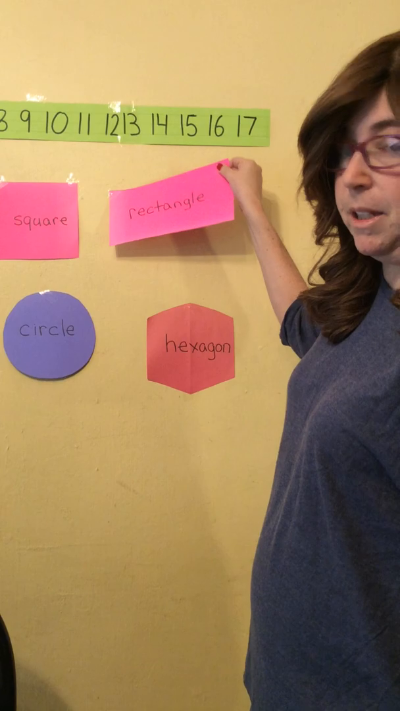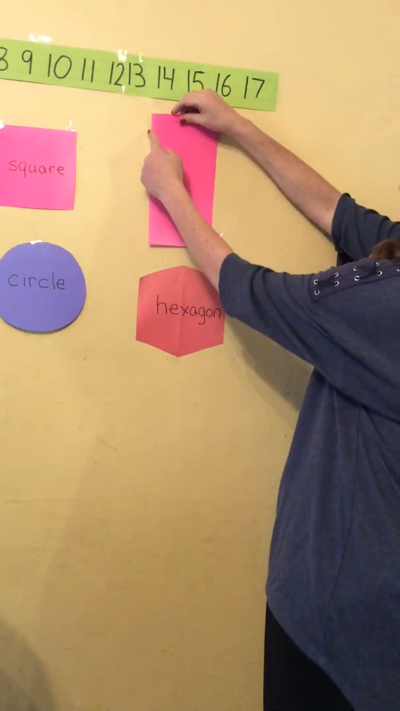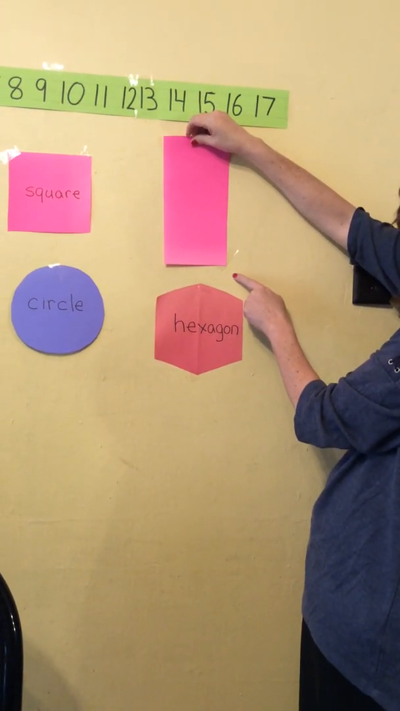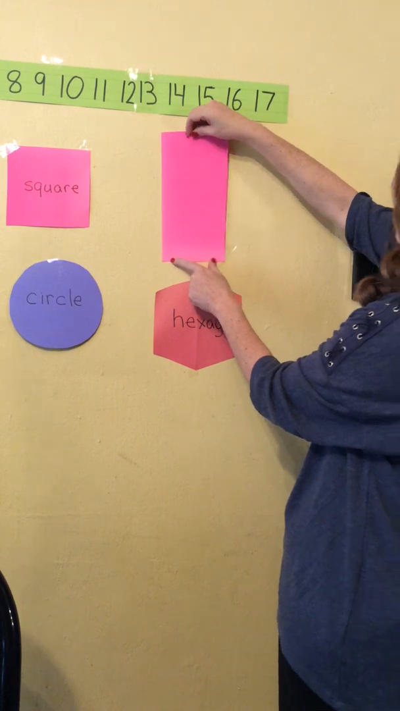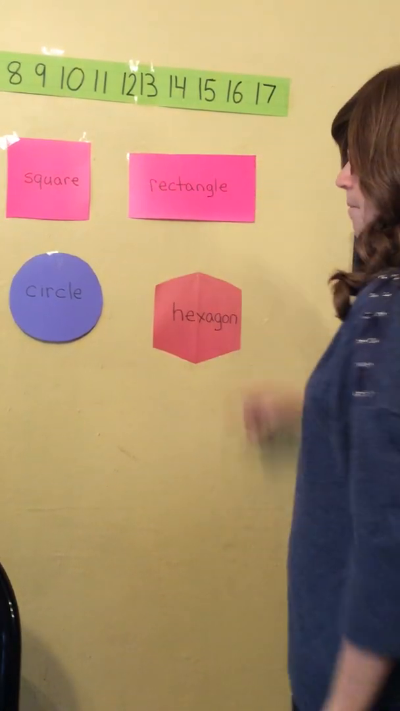And I want to show you something else. A rectangle can also look like this, with the long sides going down and the short sides going across. So just know a rectangle can look like this, and it can look like this.